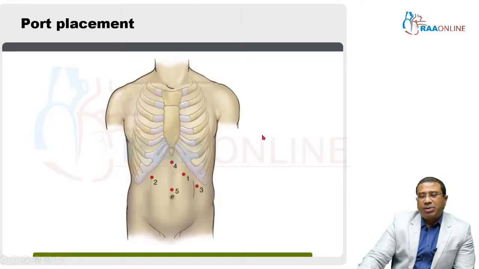So you can see the port placement here. This will be a camera port. Never place the camera at the level of the umbilicus because we will be dissecting in the hiatus. So if you place the camera below the umbilicus, you may not be able to reach that high up. So usually it should be at least a couple of centimeters above the umbilicus here.